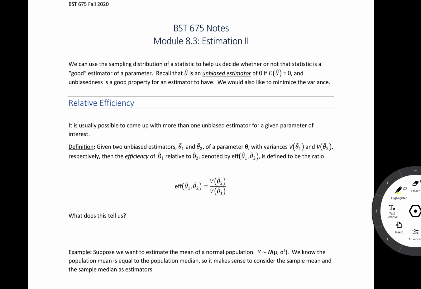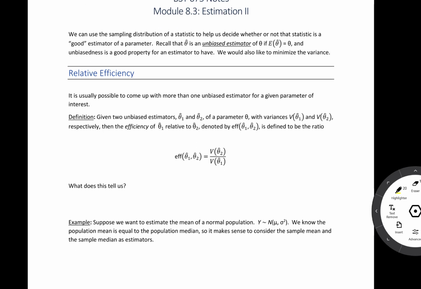We would also like it to have minimum variance. So we're going to start out by talking about the idea of relative efficiency. It's usually possible to come up with more than one unbiased estimator for a given parameter of interest. For example, if we wanted to estimate the population mean and we had a distribution that was symmetric, we saw earlier that both the mean and the median are unbiased estimators.